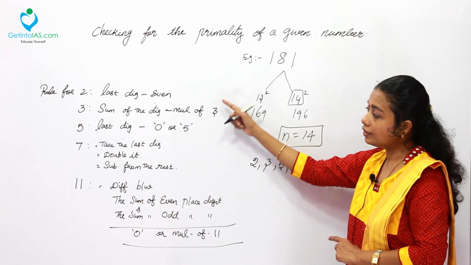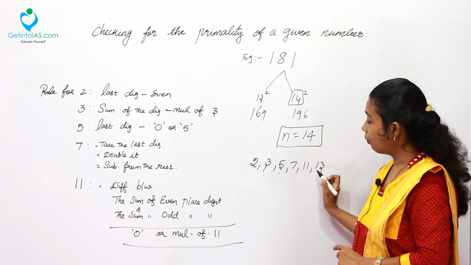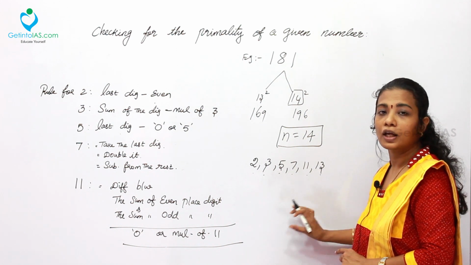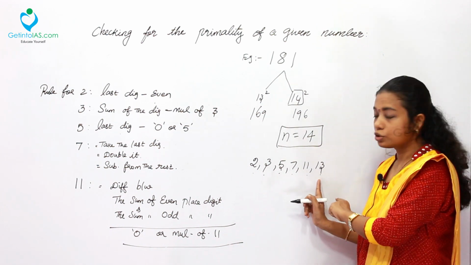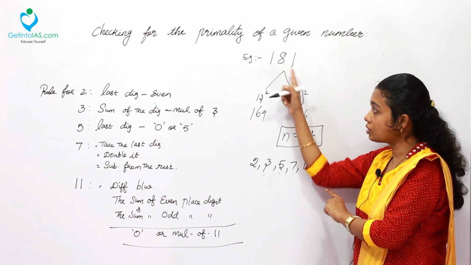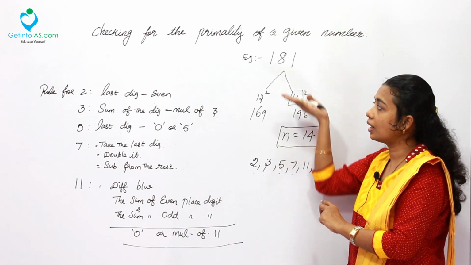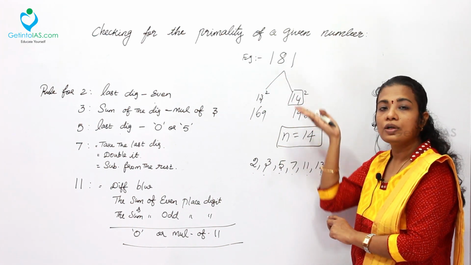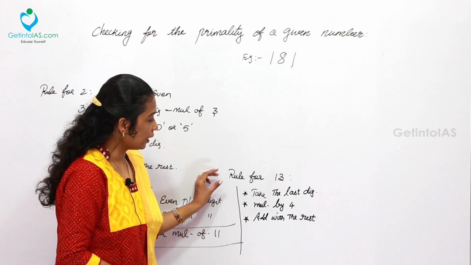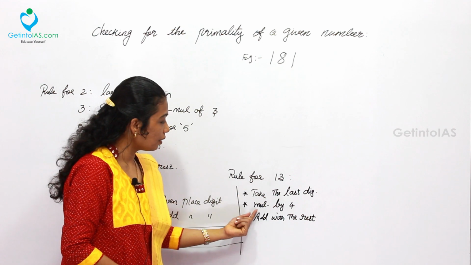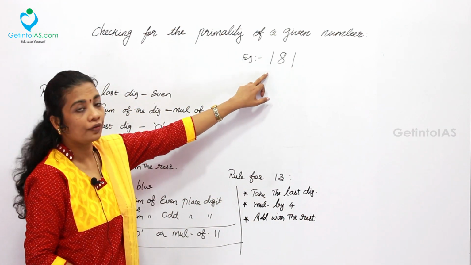Let's do this. We already have the divisibility rules for 2, 3, 5, 7 and 11. What is the rule for 13? That is to be included over here. First let's check with all these, and also we want to check with 13. If this number is not divisible by any one of these numbers, then we can conclude that 181 is a prime number. Let's do that. Now we have the rule for 13: take the last digit, multiply by 4 and add it to the rest. Now let's check one by one.